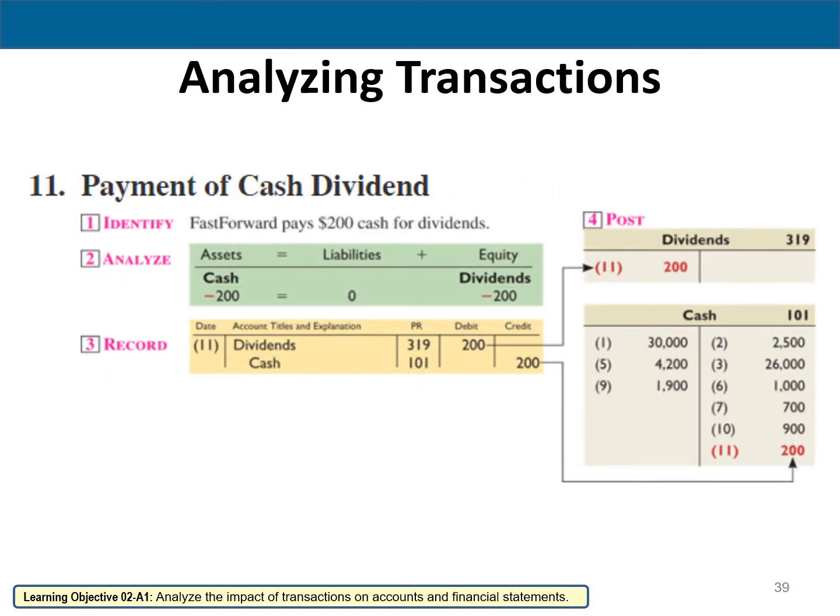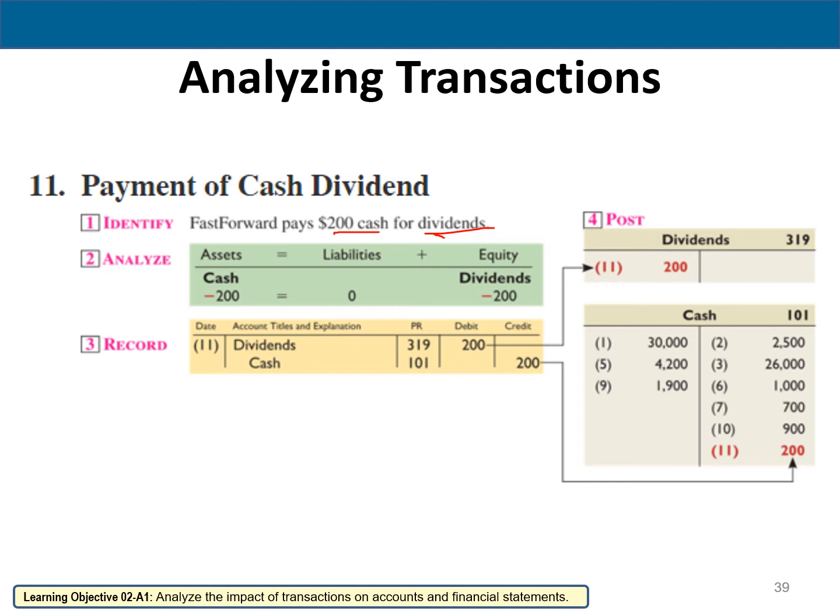All right, in transaction 11, we're making a payment of a cash dividend. So Fast Forward pays $200 cash for dividends. What two accounts are affected? We have cash and we have dividends, right? Cash is what type of an account? Where does it belong in our accounting equation? Belongs under assets, right? In the left side.